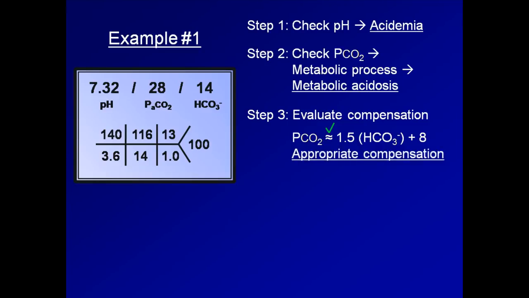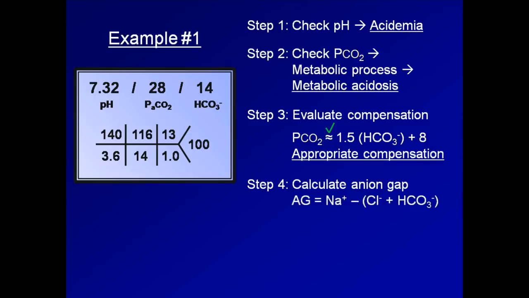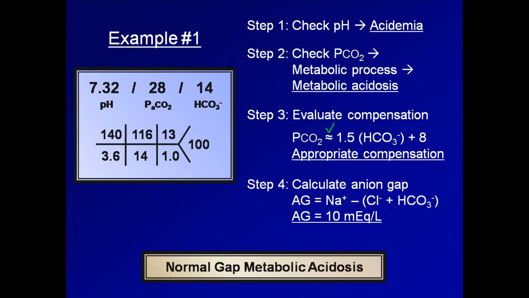From this lecture, we will now add in step number 4, which is to calculate the anion gap. The anion gap equals sodium minus the sum of chloride and bicarb. Plugging in our numbers of 140, 116, and 14, we calculate the anion gap to be 10 milliequivalents per liter. As we are not given an albumin, we will need to assume it is normal, and thus the anion gap does not need to be further adjusted. So we have an appropriately compensated metabolic acidosis with a normal anion gap, or stated more succinctly, a normal gap metabolic acidosis.